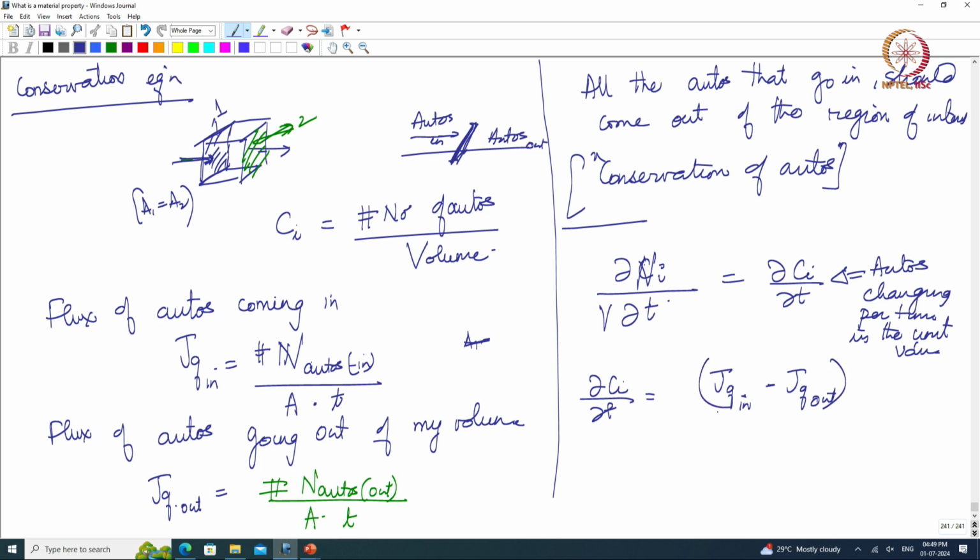Okay. Now, flux is just number of autos per unit length, right. So, per the unit length is some L. Okay. So, you can actually see that. You can easily write this as number of autos that are going in minus number of autos that are coming out, right, per unit volume per unit time, right.